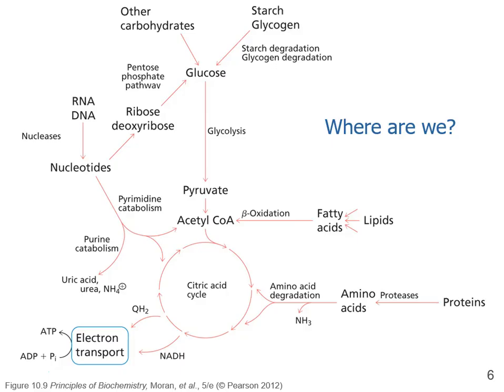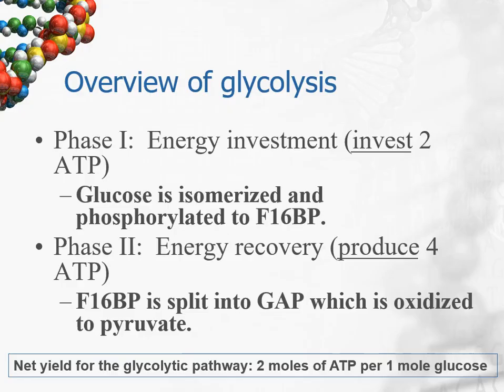So in the Where Are We section, we are here. Remember, this is my overview of catabolism slide. We're going from glucose to pyruvate. 1 glucose goes to 2 pyruvate, although it doesn't say that here. The pathway is called glycolysis. It takes 10 steps. We're going to divide these 10 steps into 2 phases.